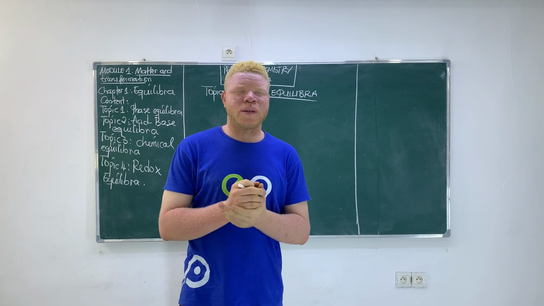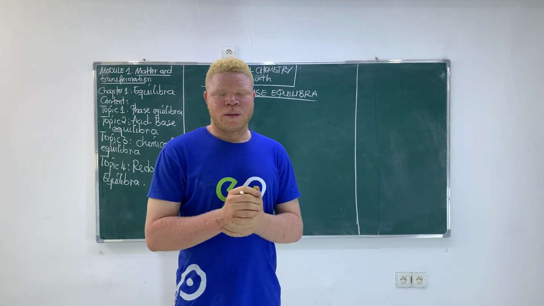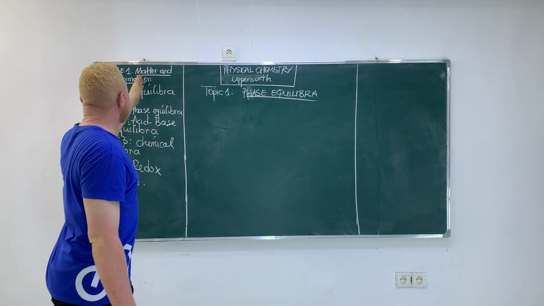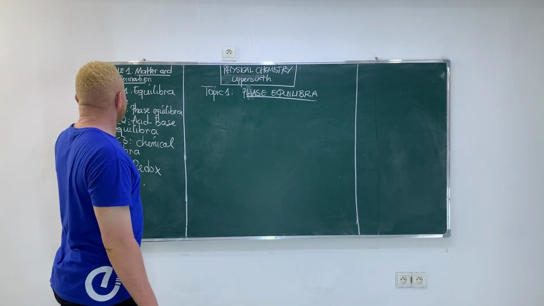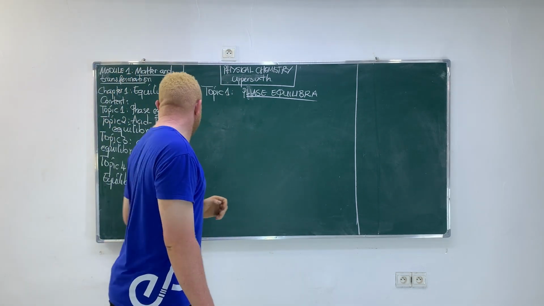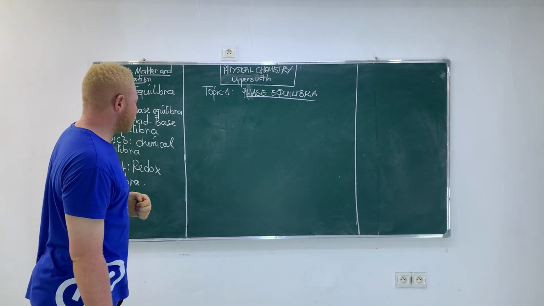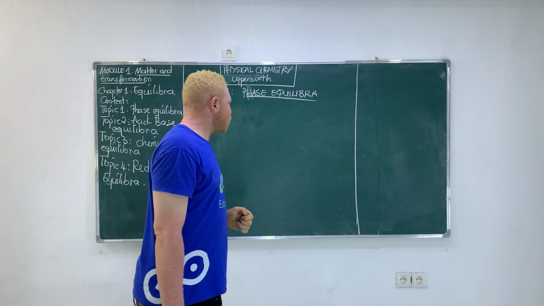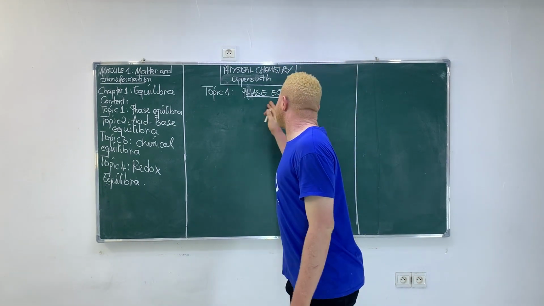Today we are going to continue with physical chemistry of all systems. So, I see module one. Module one is matter. Module one, chapter one, Equilibria. The Equilibria have how many topics? Four topics: physical Equilibria, acid base Equilibria, chemical Equilibria, and redox. So, we're going to start with topic one, the one which is physical.